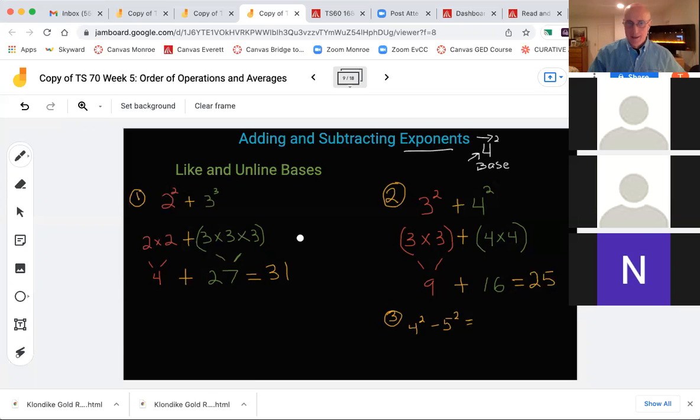When we're adding and subtracting, if I was subtracting, it would do the same thing, but this plus sign would be a minus, and it would be a minus here.